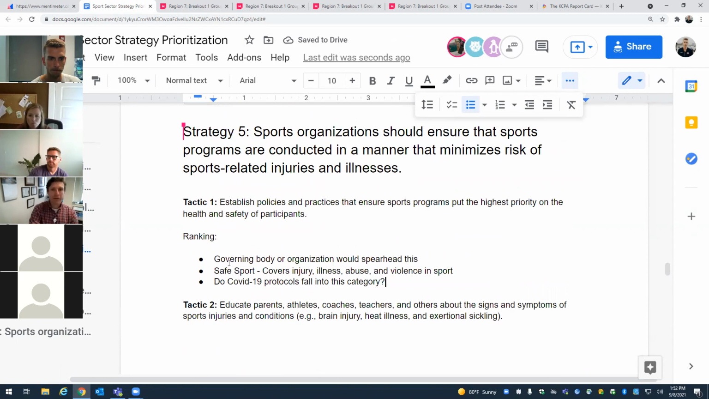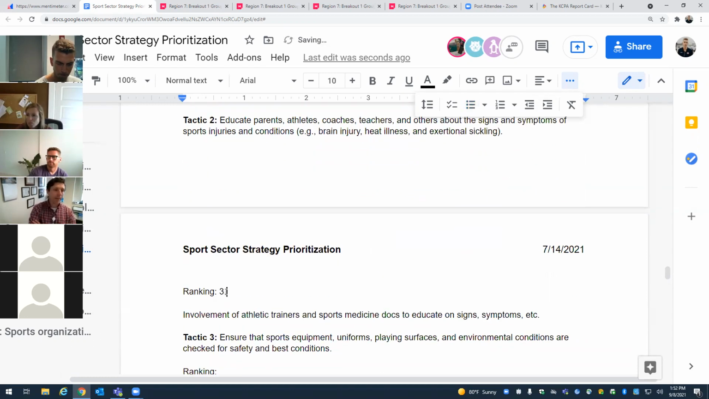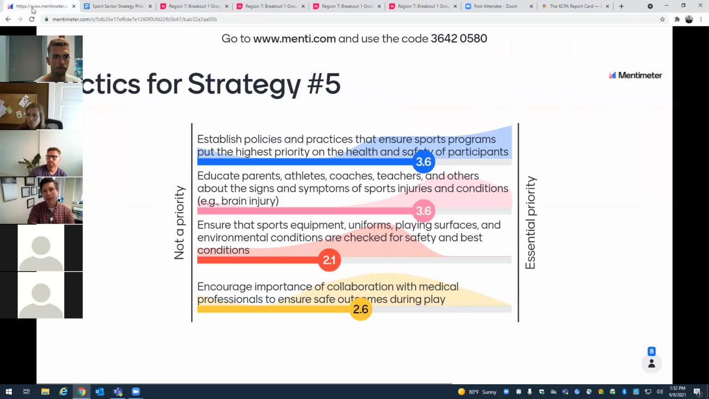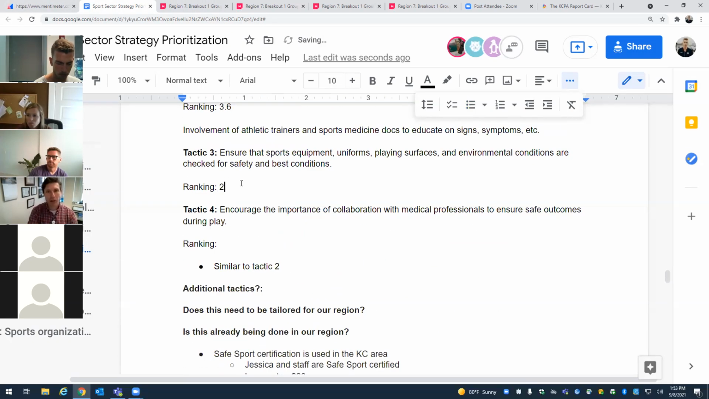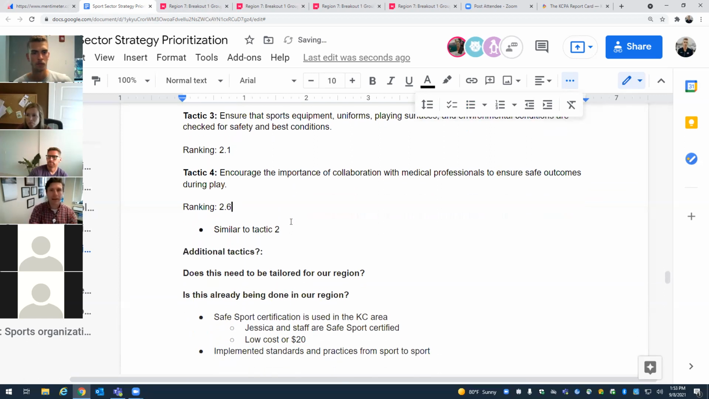Okay, any further discussion on this item? And I guess, Children's Mercy folks, feel free to hop in with any additional information about specific programs or initiatives that you're doing or rolling out that are related to this.